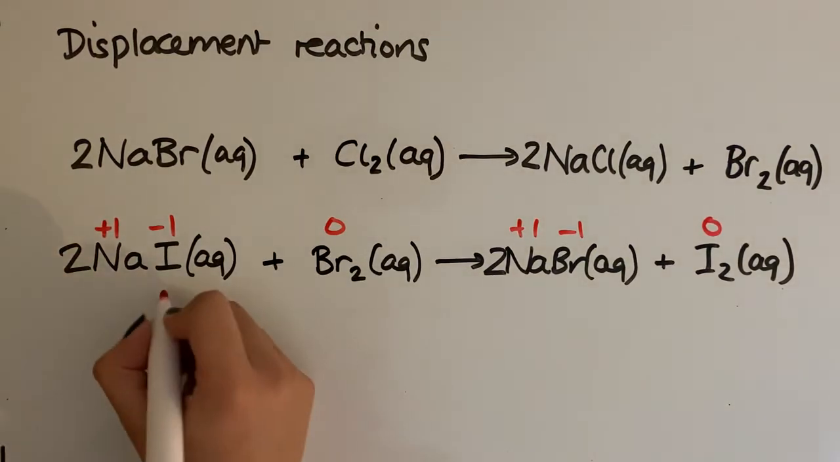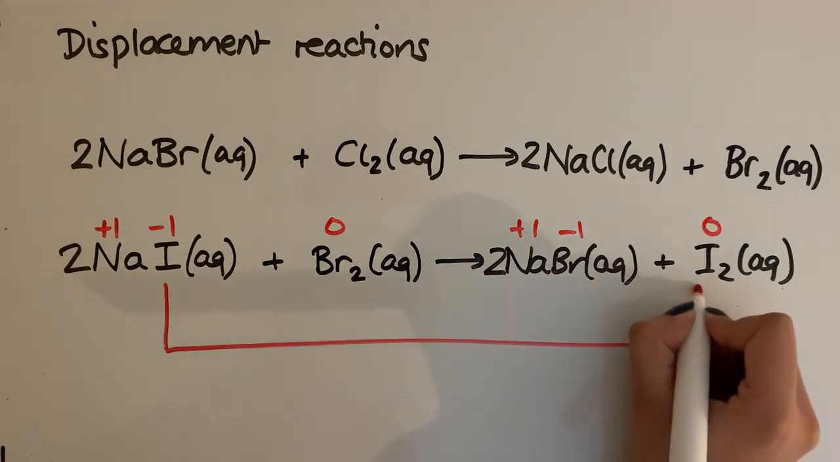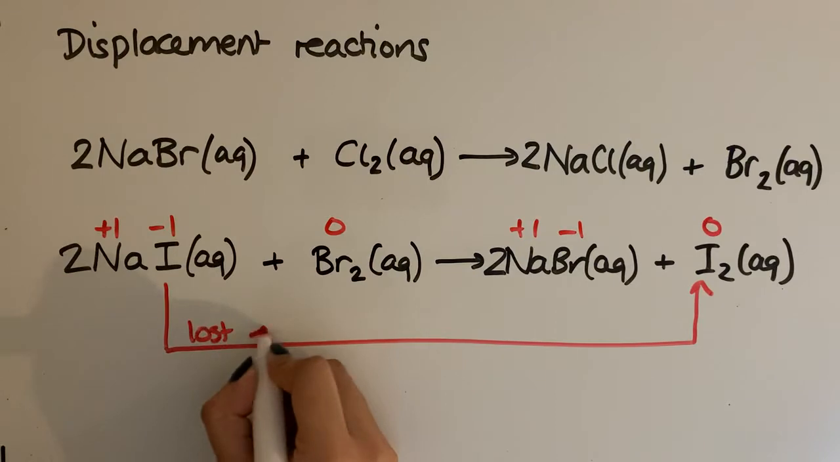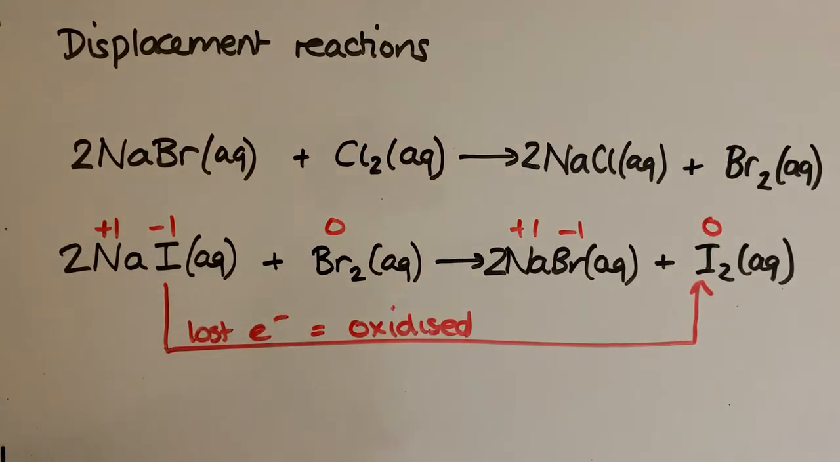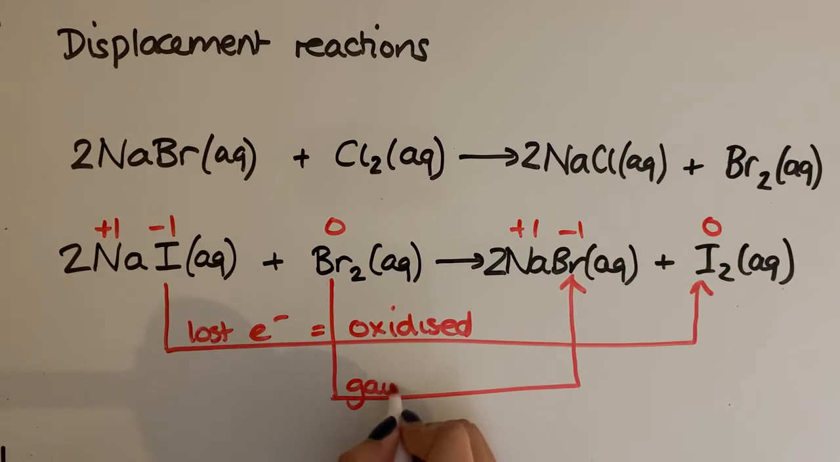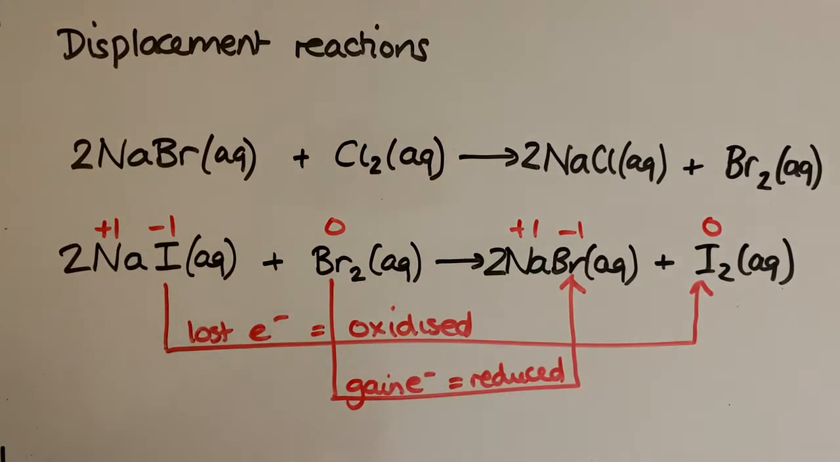If we look at iodine, iodine goes from -1 to 0. Okay, so over here it's lost an electron and therefore it's been oxidized. And if we go for bromine here, bromine goes from 0 to -1, it's gained an electron and therefore it's been reduced. Okay, so clearly we can see that these are all going to be redox reactions. Right, the next thing we need to do is what we'd observe in this reaction.